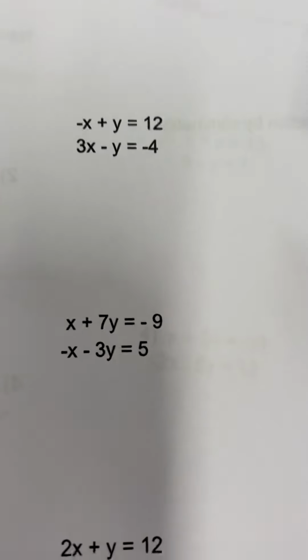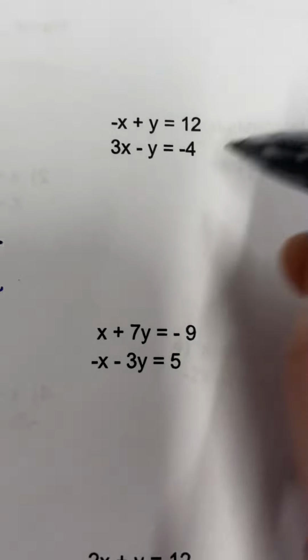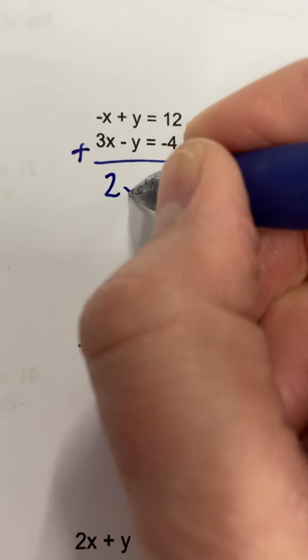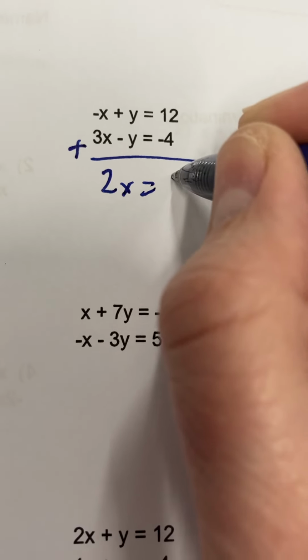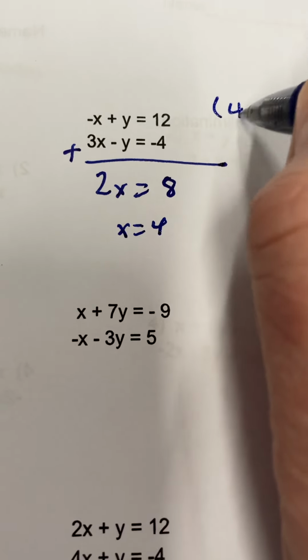All right, coming over here, the next one, I can see elimination is nice. You have this positive y and a negative y. So you're just simply going to add down. So negative 1 plus 3 is 2x. Your y's will eliminate, which is our goal. And 12 plus negative 4 is 8. We divide both sides by 2, and we get x to equal 4.